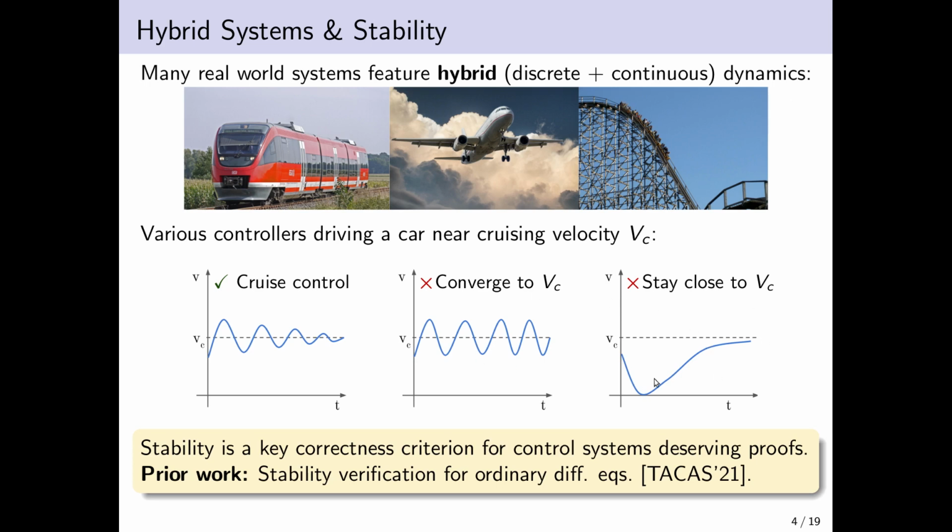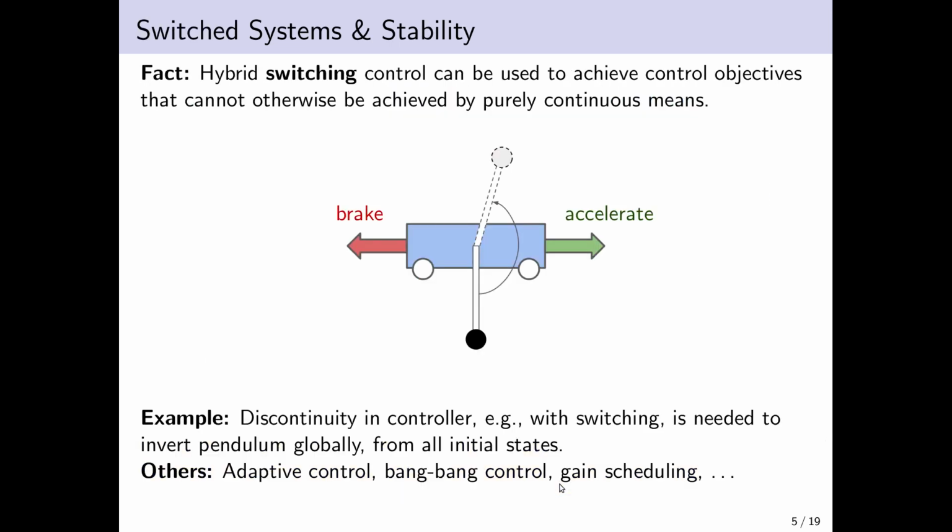Neither of these two controllers would be something that we think of as a correct cruise controller, and the point is that stability is actually a key correctness criterion when we're designing control systems. If these systems are to be deployed in safety and mission critical settings, then they also deserve formal proofs of stability. In prior work, we looked at stability verification for differential equations, and in this work, we're interested in stability questions for hybrid or switch systems.